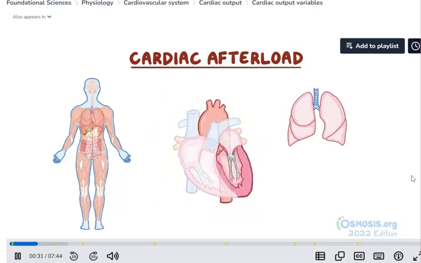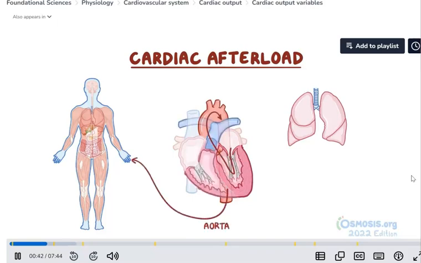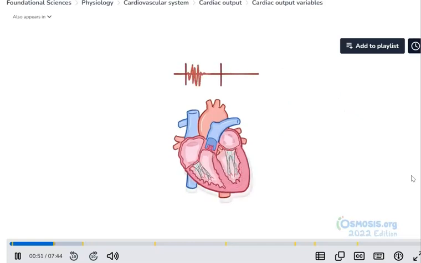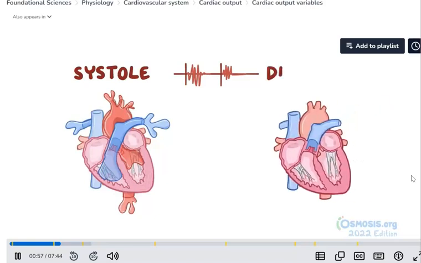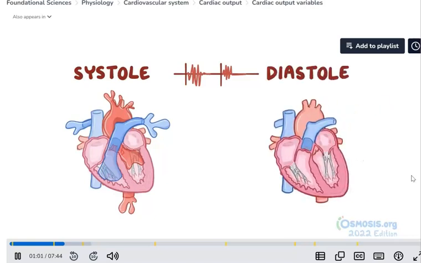From the atria, the blood flows into the lower chambers of the heart, the left ventricle, which pumps oxygenated blood to all our organs and tissues via the aorta, and the right ventricle, which pumps the deoxygenated blood back to the lungs via the pulmonary arteries. Alright, now each heartbeat consists of 2 phases: systole, which is when the heart contracts and pumps the blood out of the ventricles, and diastole, which is when the heart relaxes and ventricles fill with blood.